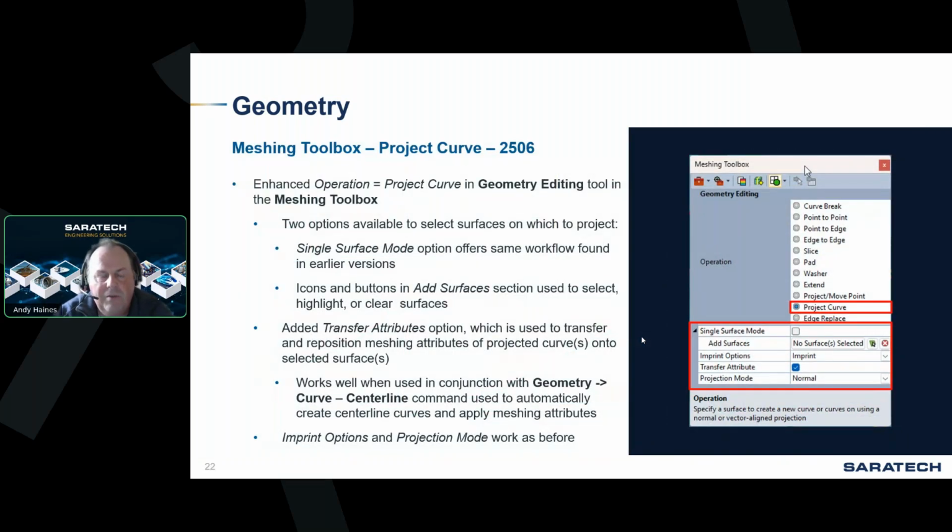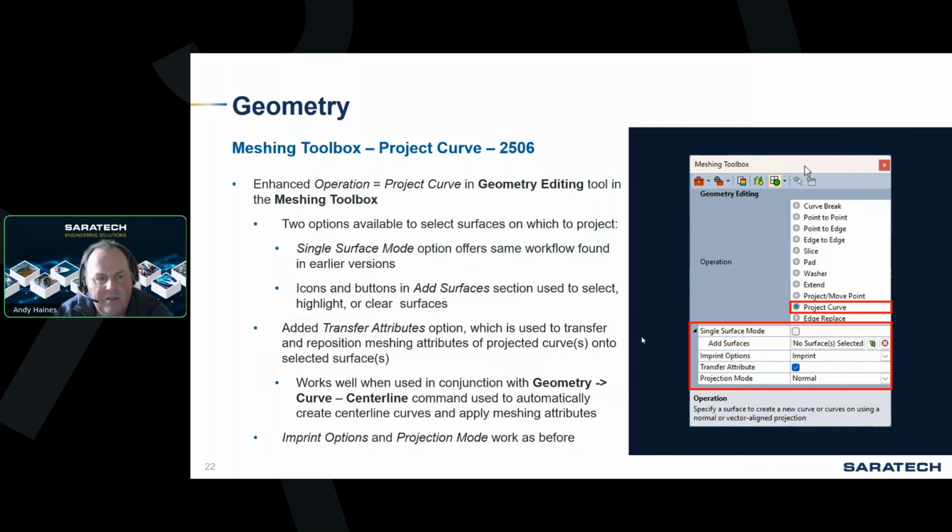Something brand new for 2506, again, probably something that would be great for the shipbuilders, but also folks making airframes, is we added some options to project curve just to make life easier. This kind of combines a bunch of steps. There's now two options for picking which surface you want to project onto. You can still just use a single one, or you can do any number of surfaces with the add surfaces section.